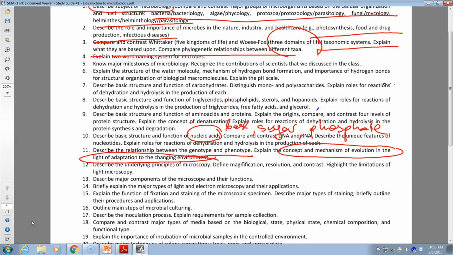Underlying principles of microscopy. It's kind of self-explanatory. Refraction of light. Understand the difference between magnification, resolution, and contrast. Know how we calculate magnification. We have to multiply objective times eyepiece, yes. Got it?